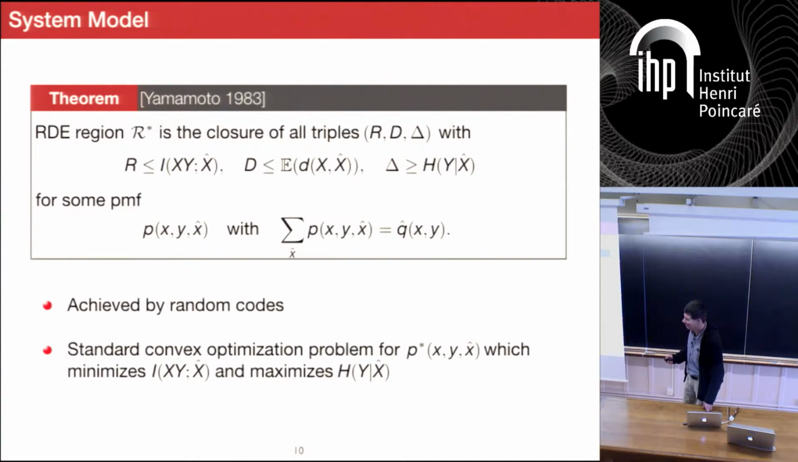So this is actually achieved by random codes. What we have to do is, for each joint distribution QXY and each demand, find the optimal test channel, which minimizes the rate expression and maximizes the equivocation expression. By the way, with the equivocation expression, I changed things a bit here. This should actually be W, right? Okay, so this is a standard problem, because both these quantities are convex quantities. So we could do that.